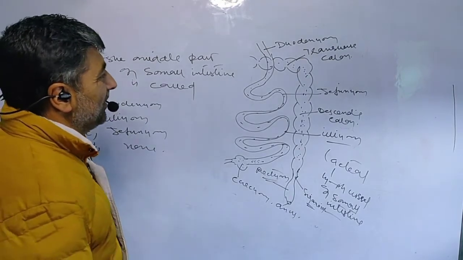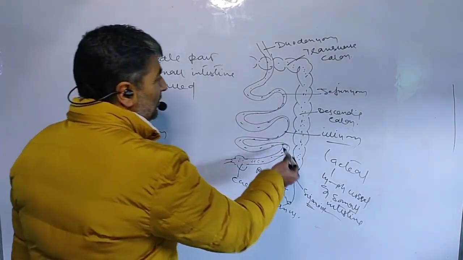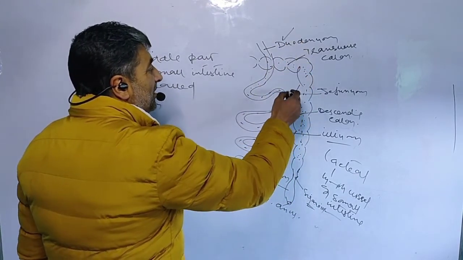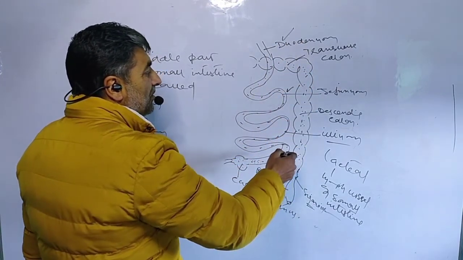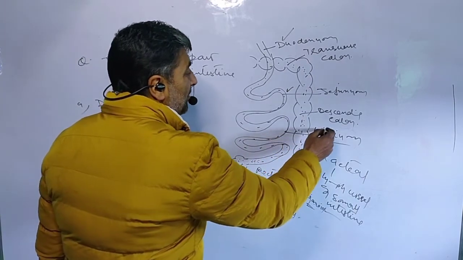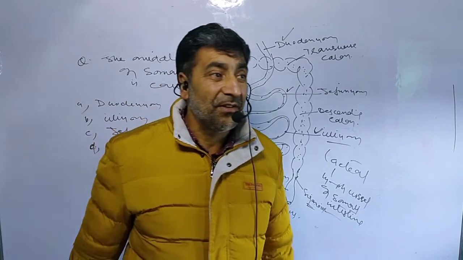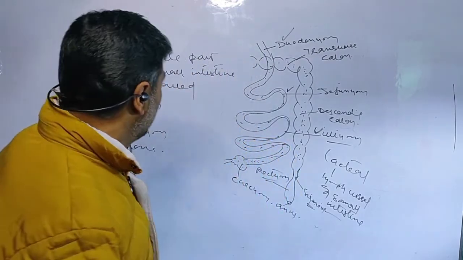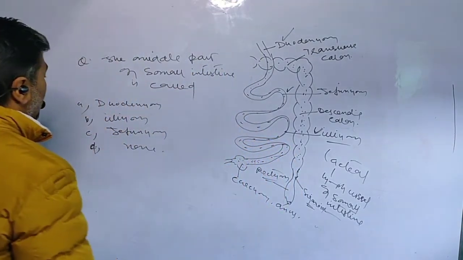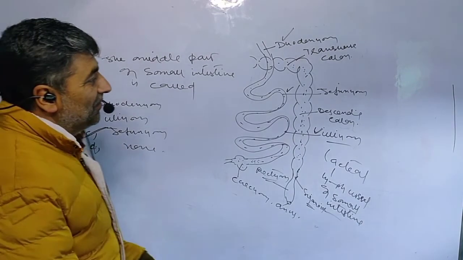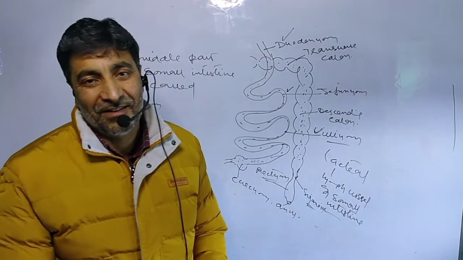It was very easy. As I told you, the duodenum is the first part of the small intestine. Jejunum is the second or middle part of the small intestine. Ileum is the third part of the small intestine. So what is the correct answer? The correct response is jejunum. Jejunum is the middle part of the small intestine.